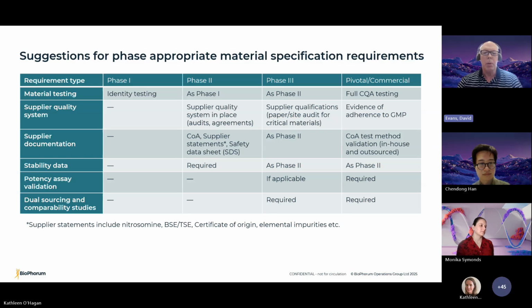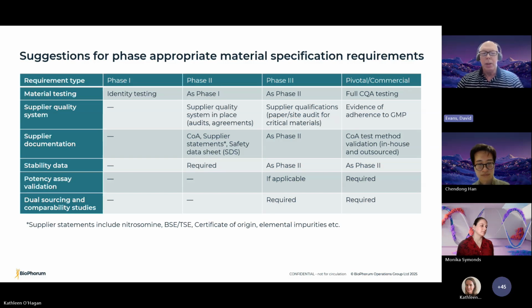One is a supplier quality system in place, your audits, your quality agreements, to make sure you have a locked-in supplier. And also, you need a safety data sheet and supplier statements for anything that might impact your process. And you also want to know if your process and your raw materials are stable, so you will do some kind of stability to make sure nothing's going to break down.